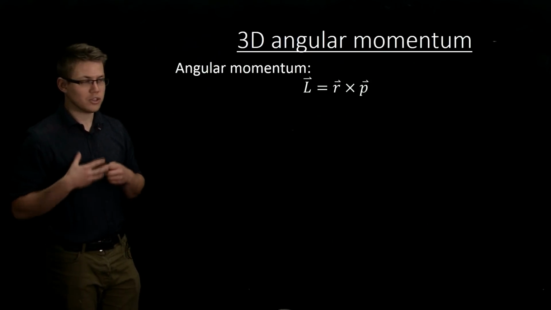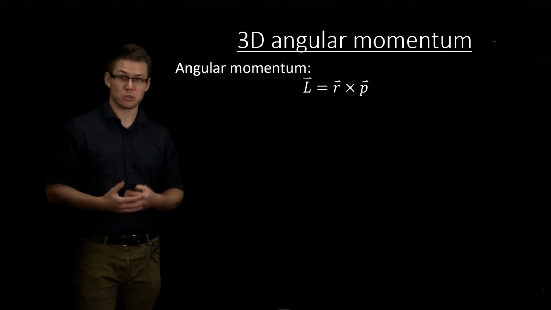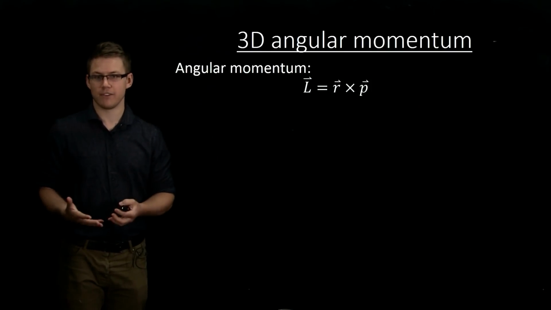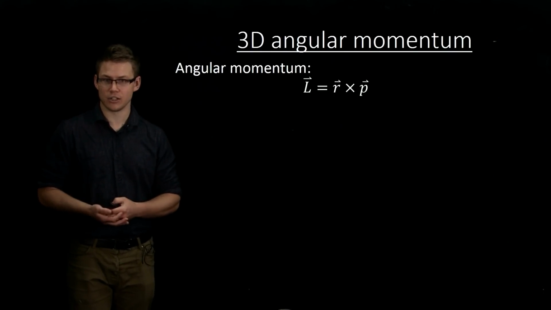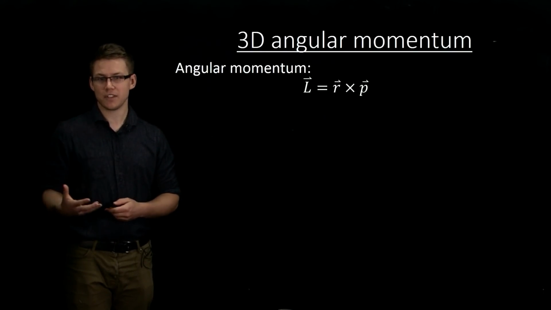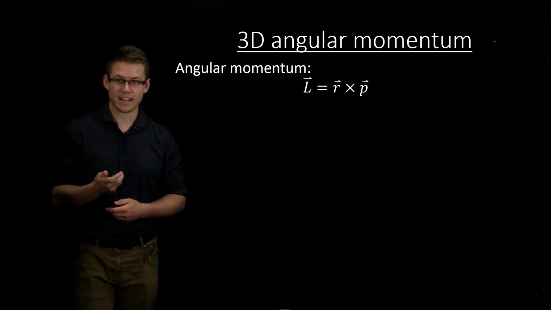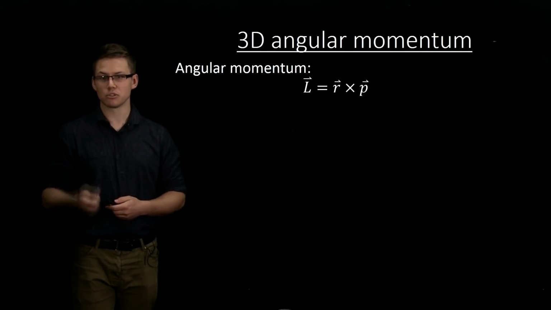Now of course we need to think about the other quantities which we had. So we had this angular momentum vector, which I said was rp in the last video. The 3D generalization of this is that L, which is a vector quantity, is equal to r cross p.